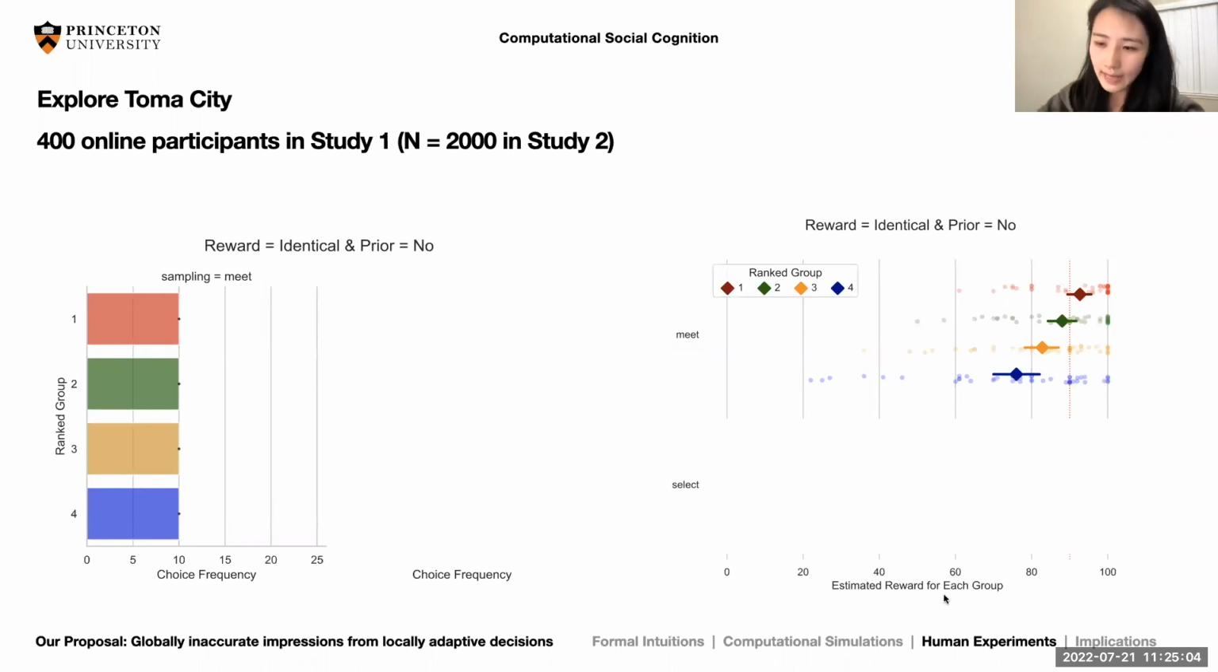Now, if you look at this, on the x-axis, this is estimated reward from 0 to 100. And these are the data from the random meet condition. And again, this dotted red line here is the ground truth. This is 90 points. And we're seeing the participants are getting relatively good estimation, especially for the top 2, although the other 2 are kind of off here. Now, what's really critical is to compare this condition to this you choose condition.